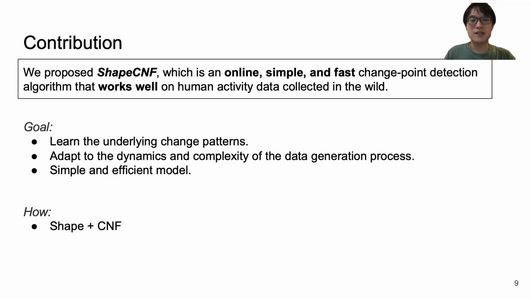So it is to this end that we propose our method, ShapeSynF, which is an online, simple, and fast change point detection algorithm that works well on human activity data collected in the wild. ShapeSynF is designed to achieve three goals. First, it should learn the underlying change patterns, and then it should adapt to the dynamics and complexity of the data generation process. And the most important is it should be simple and efficient enough so that it can be deployed on wrist-worn devices.